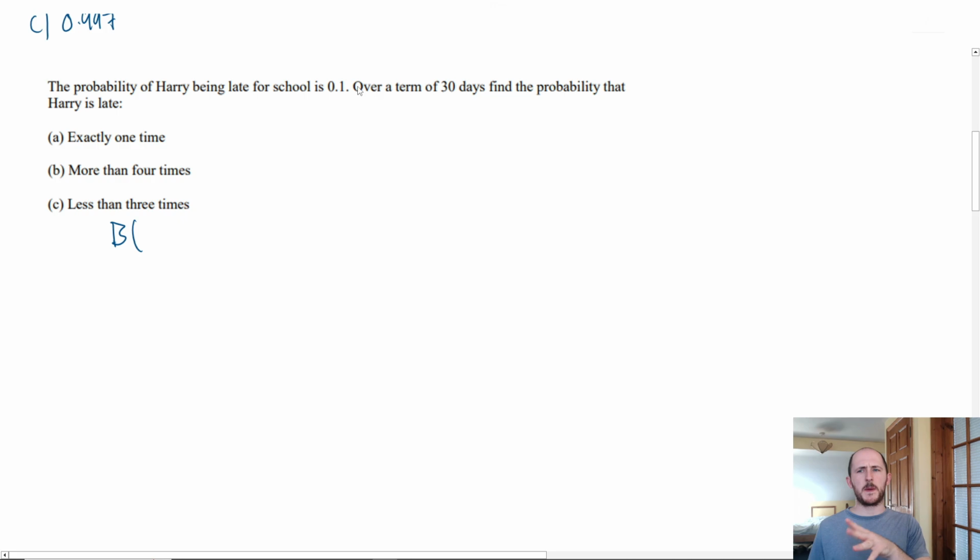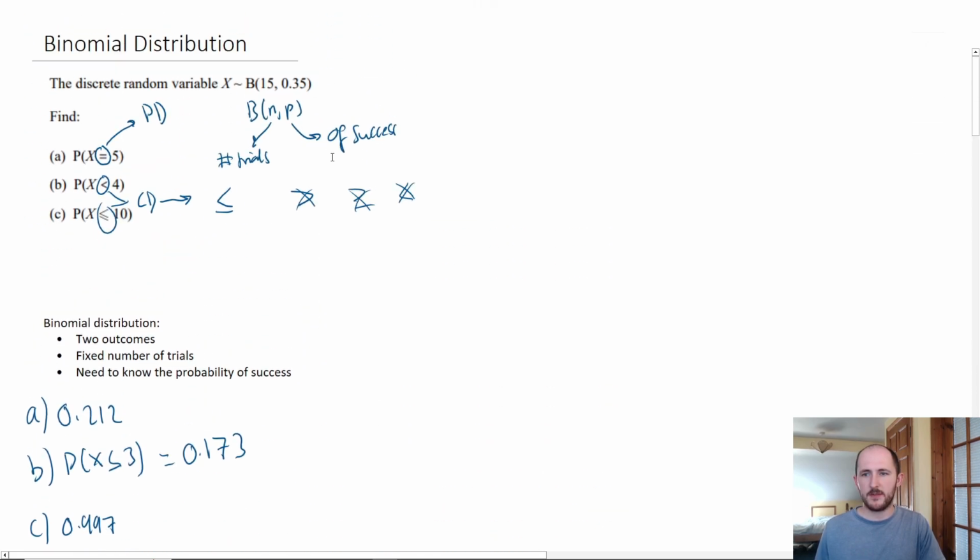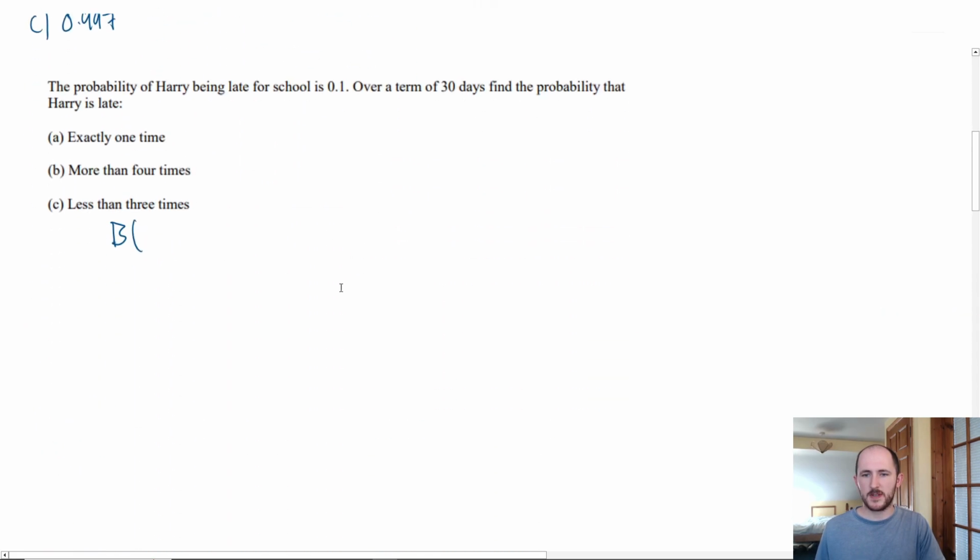So you can probably see, by the way, why the wording of the definition that I used earlier is a bit vague, because number of trials can mean a lot of things. 30 days is technically a number of trials, and so is being late for school being 0.1, being a probability of success. So how would I write this? Well, the first thing that you write, if you remember, is the number of trials. So we're going to put 30 there, and 0.1 as our probability of success.